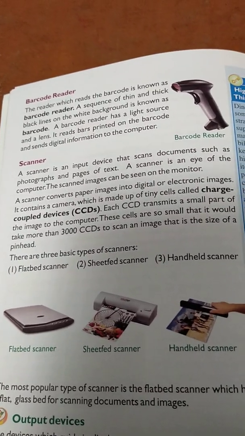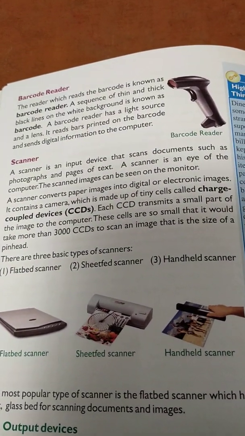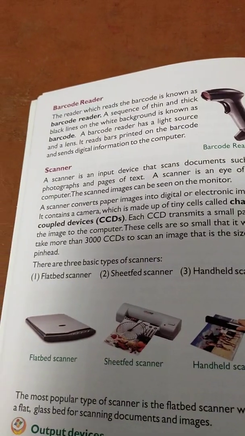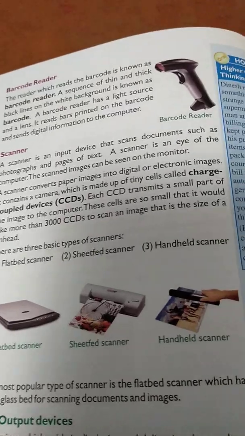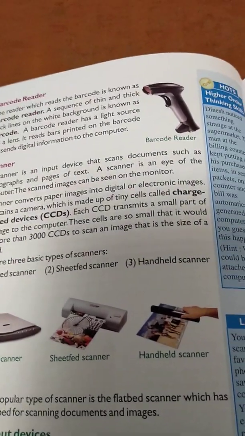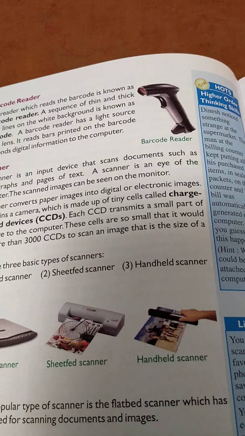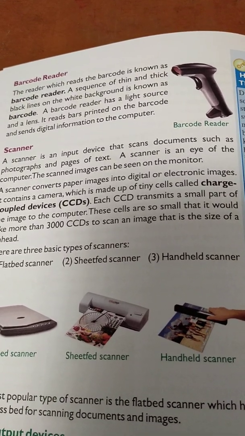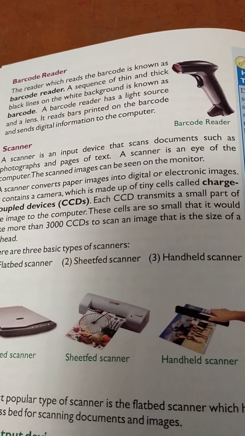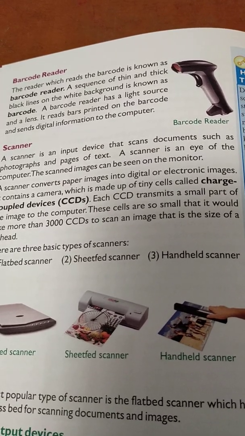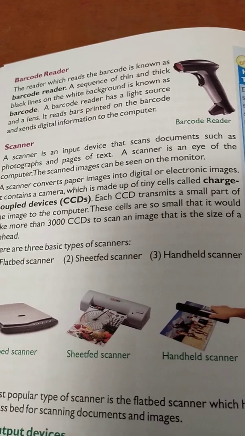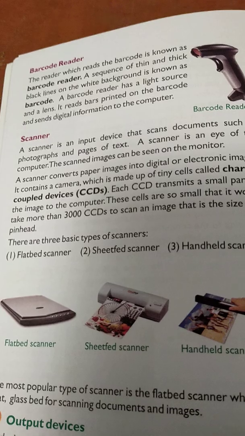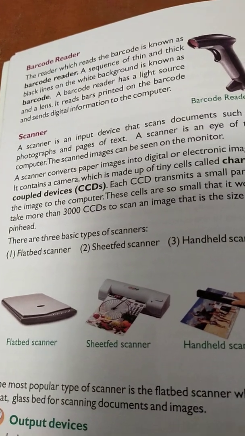The scanner converts paper images into digital or electronic images. We have lots of photographs and everything in our homes. If we want to put them into the computer, we need a scanner. The scanned images are fed into the computer. It converts the normal paper images into digital or electronic images, which is what we see in the computer.